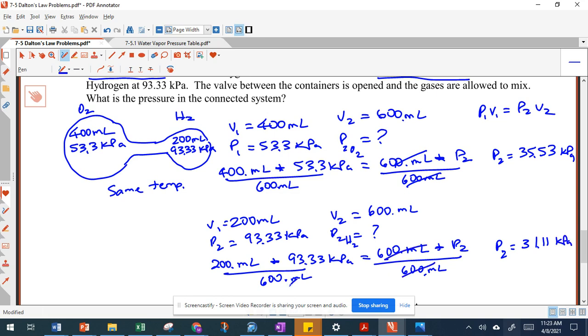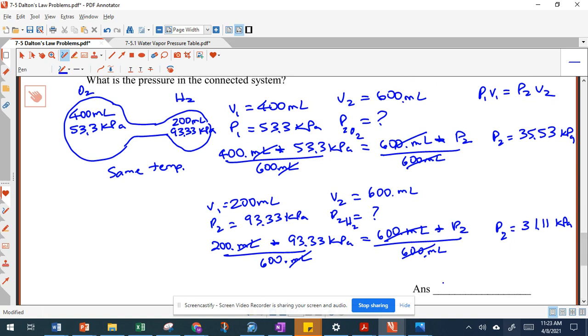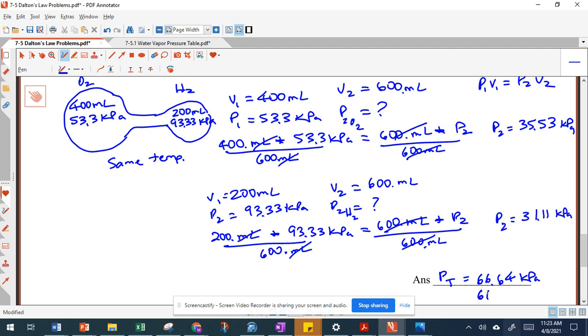Let me just cancel out our units. And then we add these two together. So this is what makes this a Dalton's law problem. The total pressure of our container will be the sum of the partial pressures of the hydrogen and oxygen gases. So we're going to do 31.11 plus 35.53, and that gives us PT is 66.64 kPa. And we're going to round this to 3 significant figures, so 66.6 kPa is our final answer.